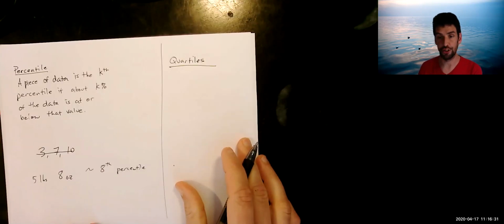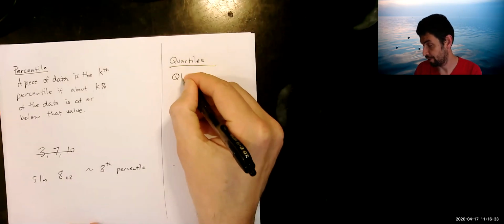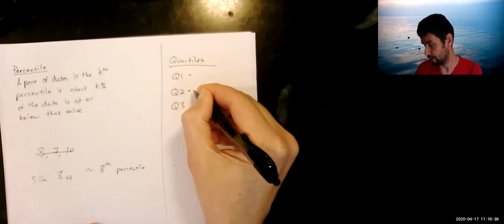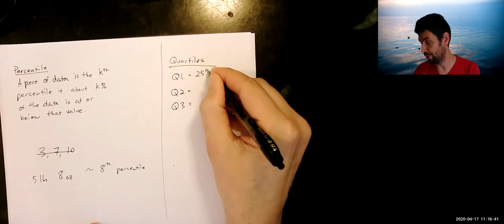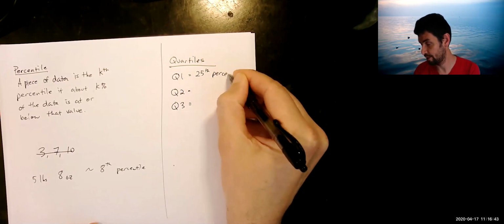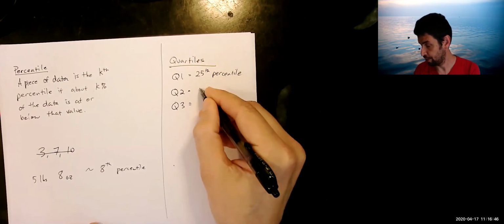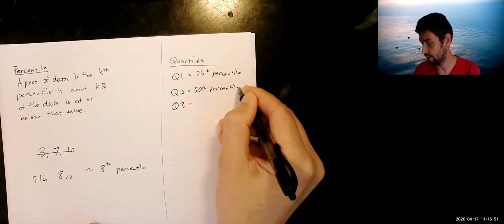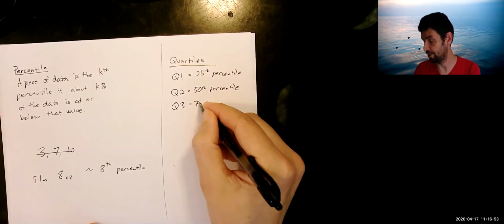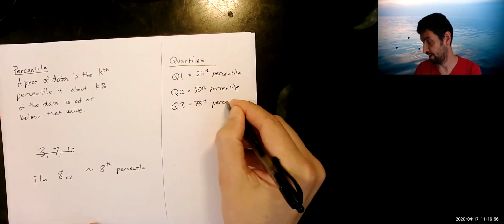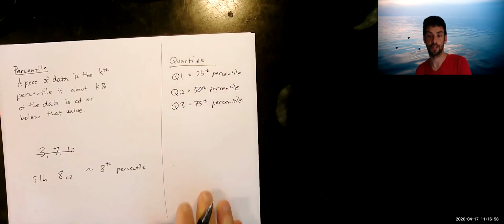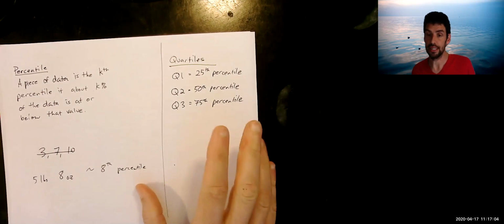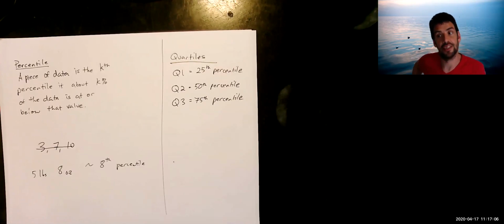the quartiles are just special percentiles. There are 3 of them, Q1, Q2, and Q3. Q1 is just the 25th percentile. Q2 is the 50th percentile. And Q3 is the 75th percentile. Okay? So let's talk about how to find these 3 percentiles.